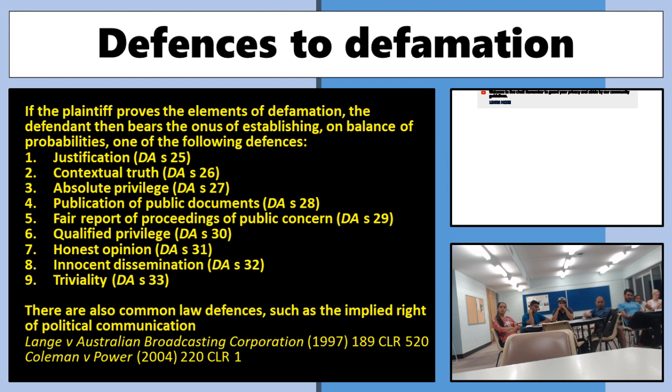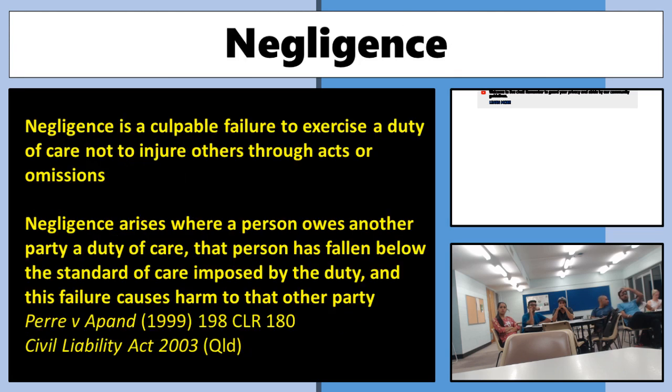That's the end of the narrow or the specific torts. Now we're going to look at the important one, which is negligence. We need to know how this works. Functionally, you have to understand this. This is the most important one. It's complex, and it requires a little bit of thought to get your head around.